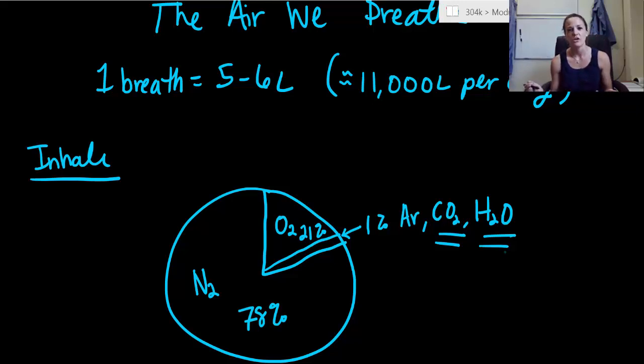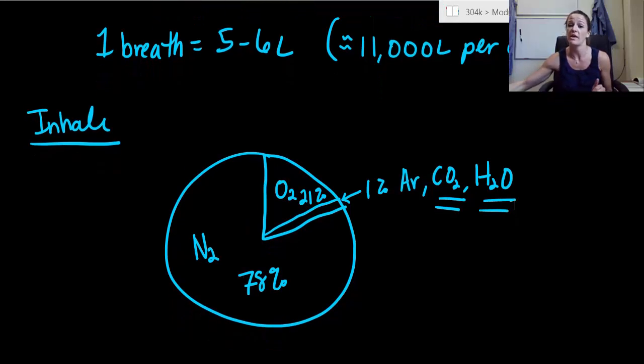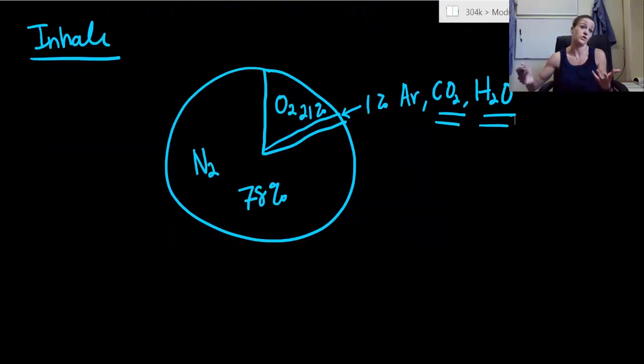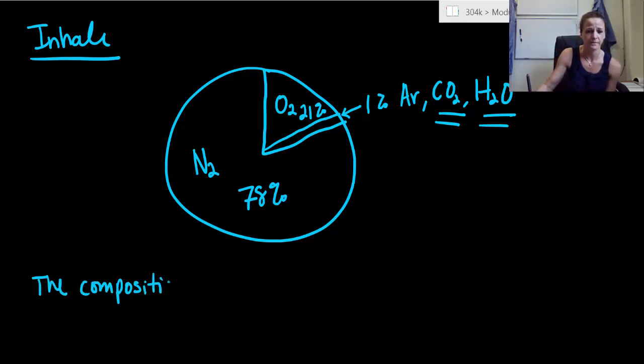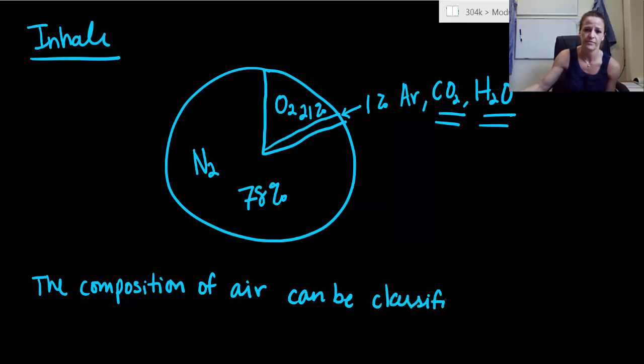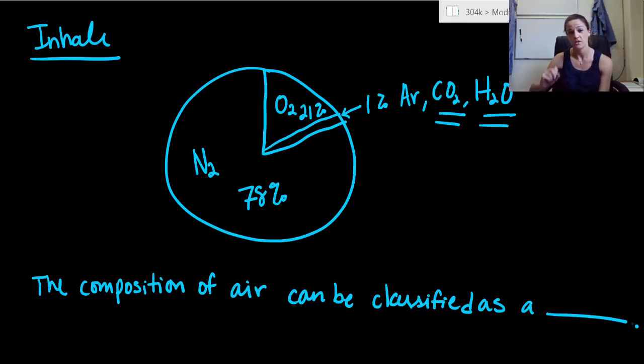But on average, we generally assume that we have about 78% nitrogen and about 21% oxygen. Please do note that this is definitely going to change based on your region or wherever you live in your city. Let's classify this really quickly and check in to make sure we're all on the same page. Let's complete the following sentence: the composition of air can be classified as a what? Complete that sentence using words that we learned from the last module.